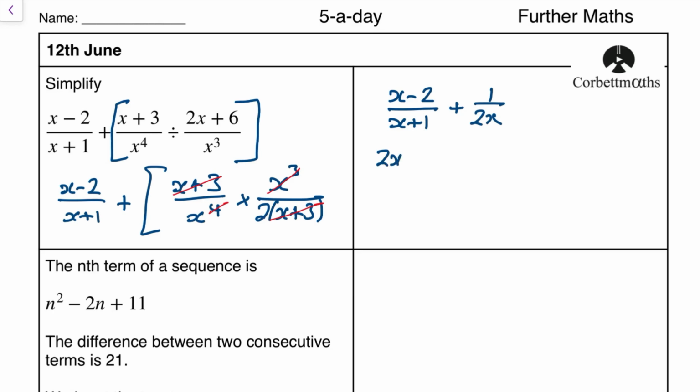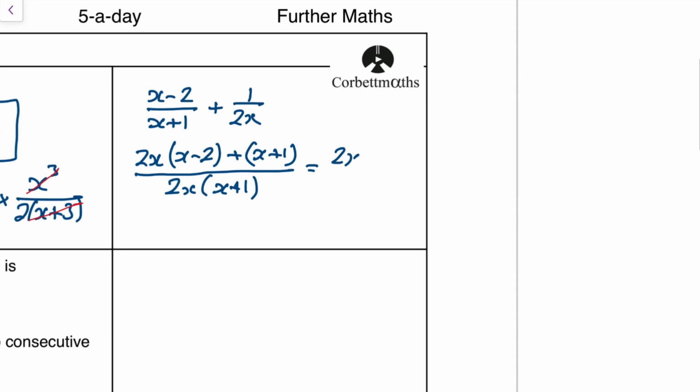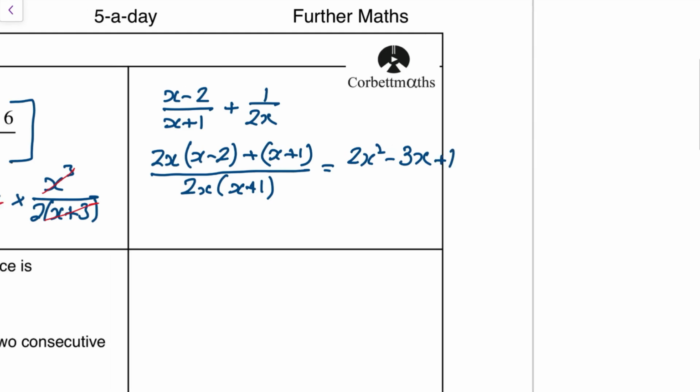So let's make common denominators. I'm going to multiply the left one by 2x, which gives me 2x(x minus 2), plus the right one by (x plus 1), which gives me (x plus 1). And all this is over 2x(x plus 1). Let's expand and collect. So that's going to be 2x squared minus 4x plus x is minus 3x. I think this might factorise as well. And then plus 1 at the end. And then all of that's over 2x(x plus 1).